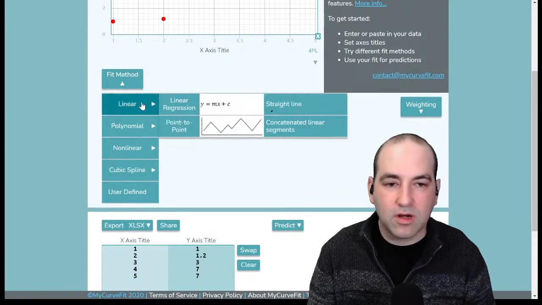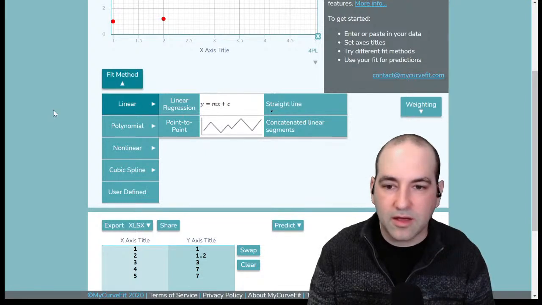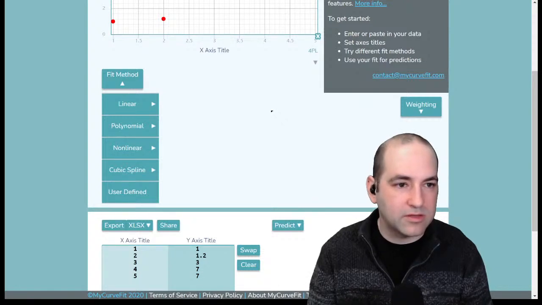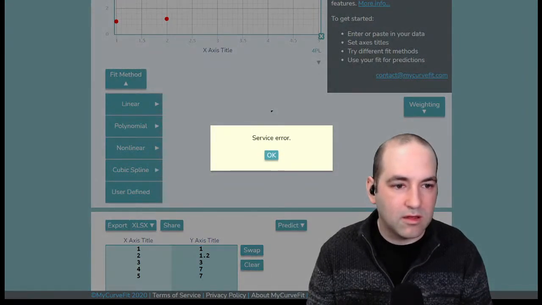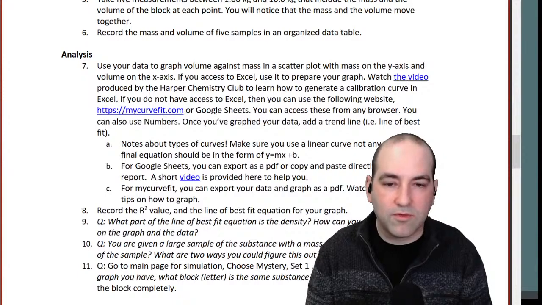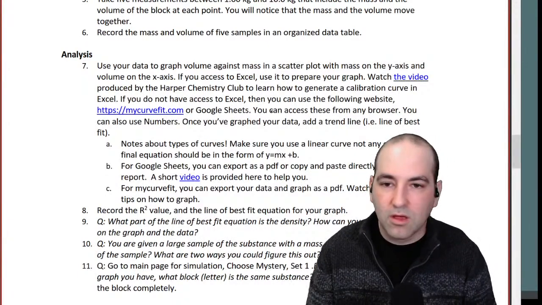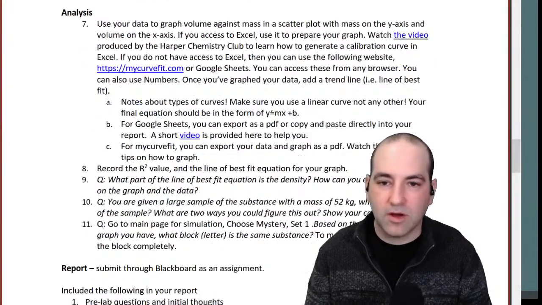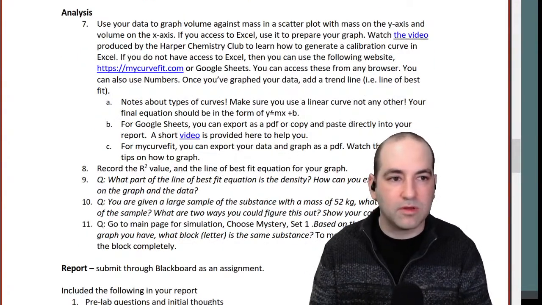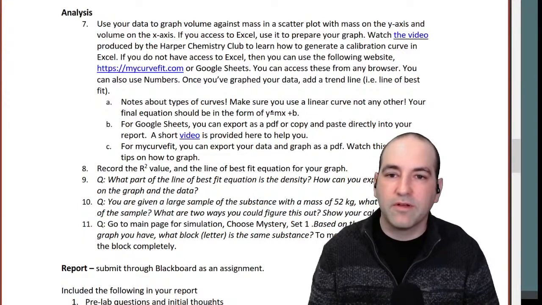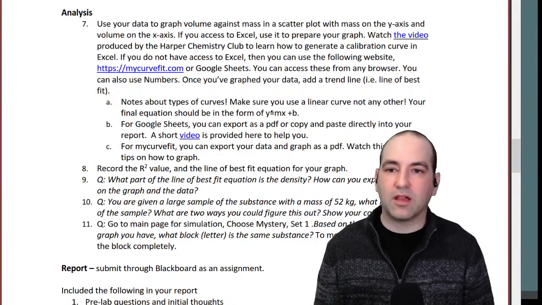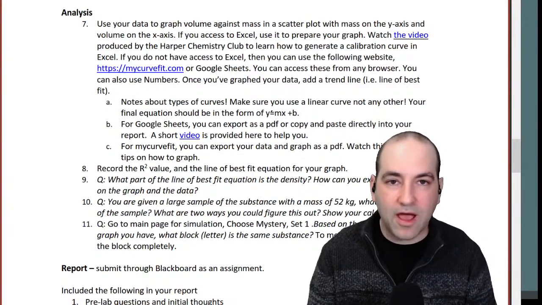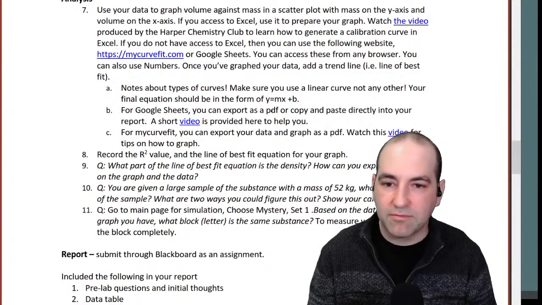Now, one thing that is important about density is, in this case, oh yeah, and there's also some help. Let me move this back. So that's the sites. If we go back to the instructions here, you can see there's even some videos that show you how to do this, how to graph, and the Harper Chemistry Club put that together. So you may see some fellow students in there on how to generate a calibration curve in Excel if you have that one, or you're welcome to use one of these other ones. Anyway, that you can get the graph and get the line of best fit.